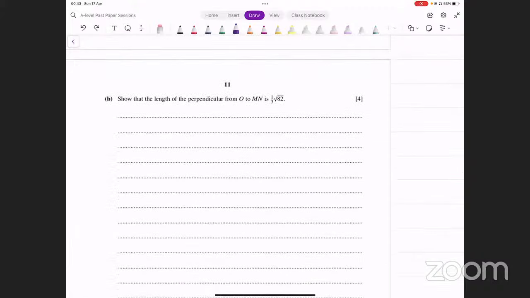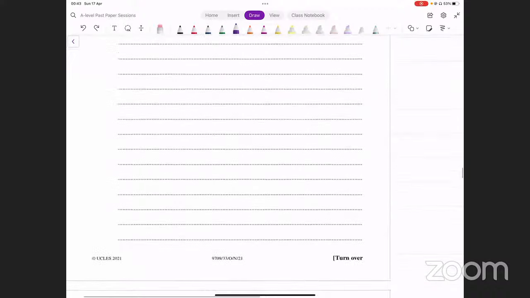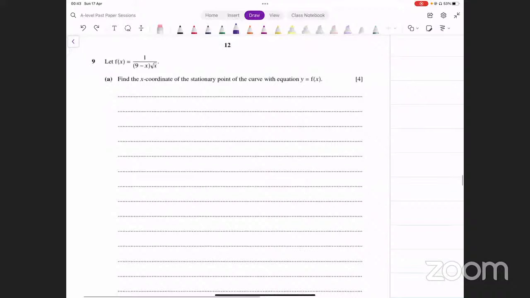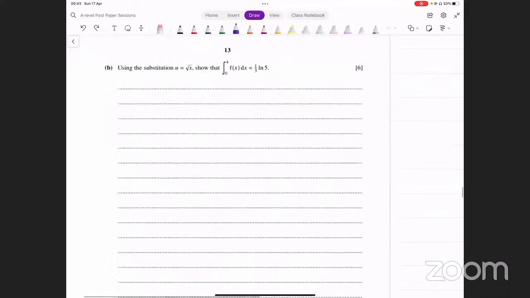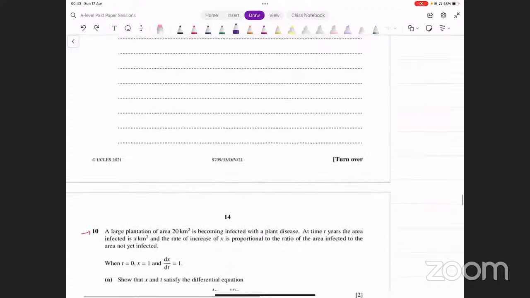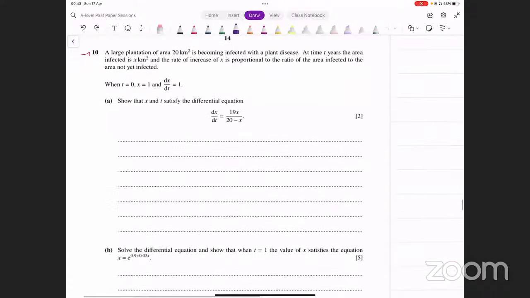Length of the perpendicular from O to MN. Perpendicular distance. Standard method जो उसका होता है. Distance between a point and a line. ये भी find कर सकते हैं. Question number 9, stationary point again, derivative निकालने, equals to 0 करना है, substitution use करके integration करना है. That's not too difficult.